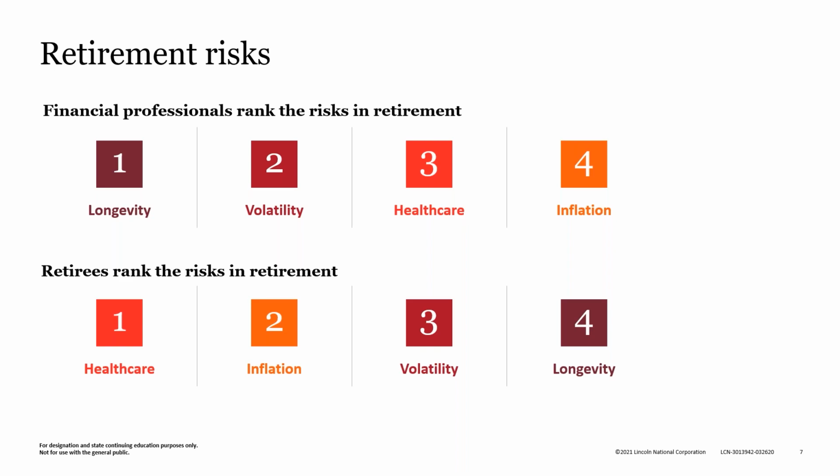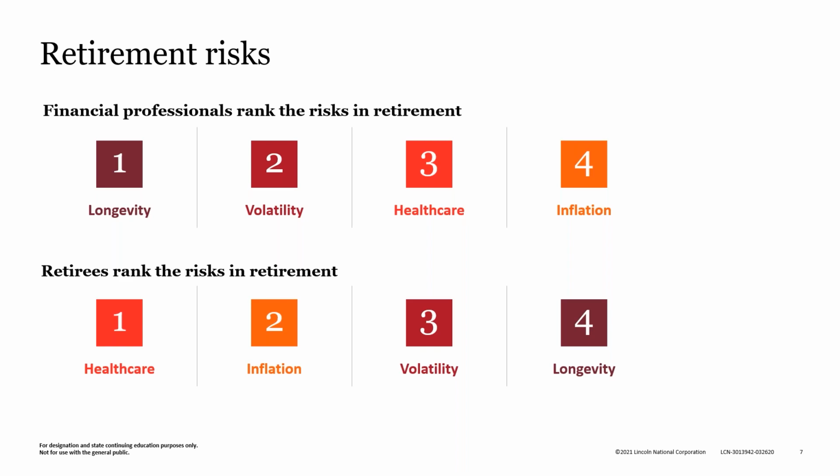Second being volatility. We've seen that volatility play out over the last 14 months. We saw the pullback in the market, and then almost a year now of continued growth in the market. Number 3 being healthcare, and then number 4 being the rise in inflation.